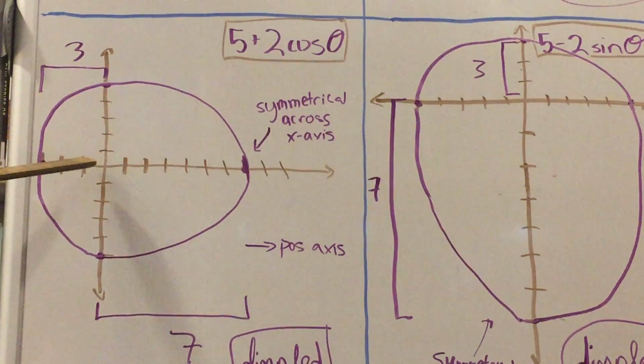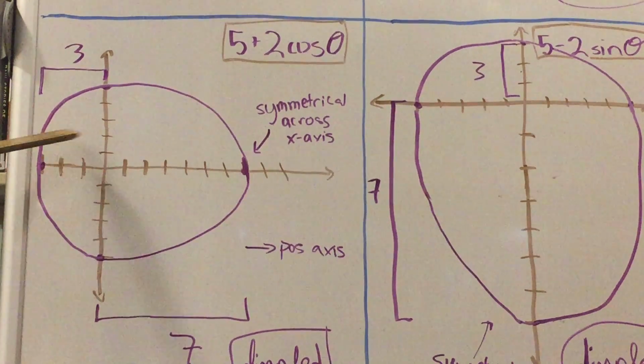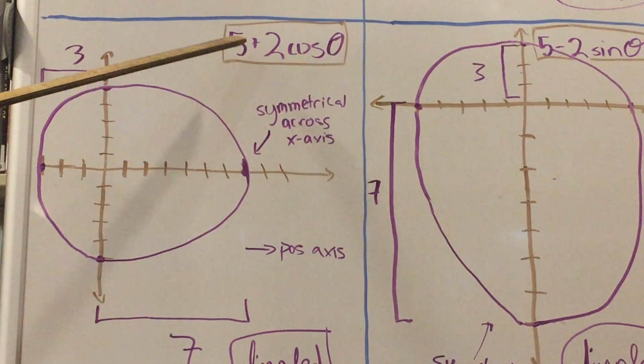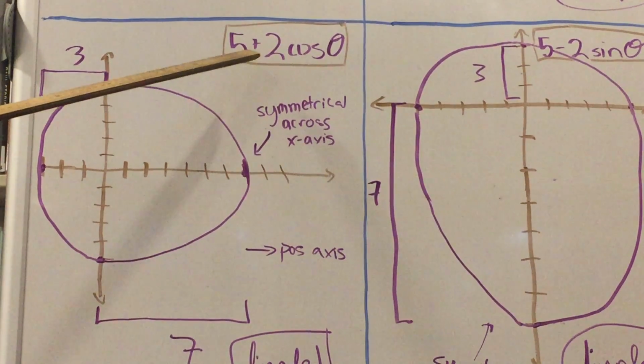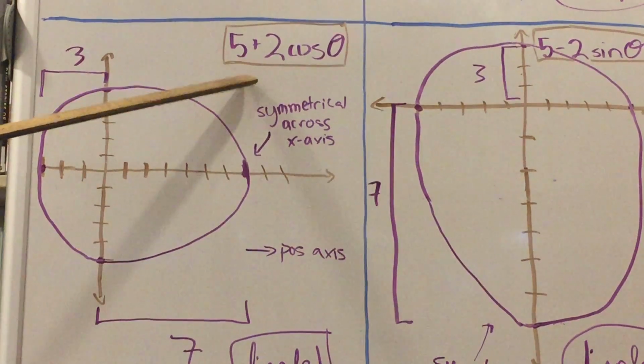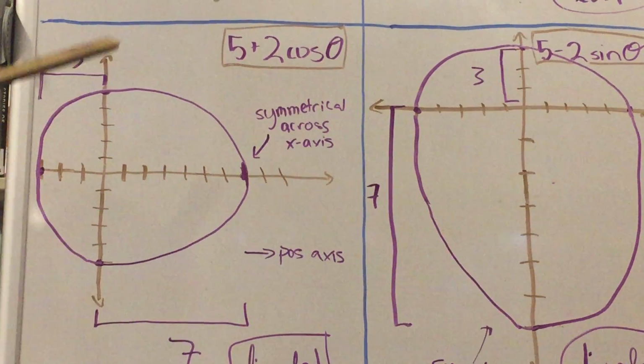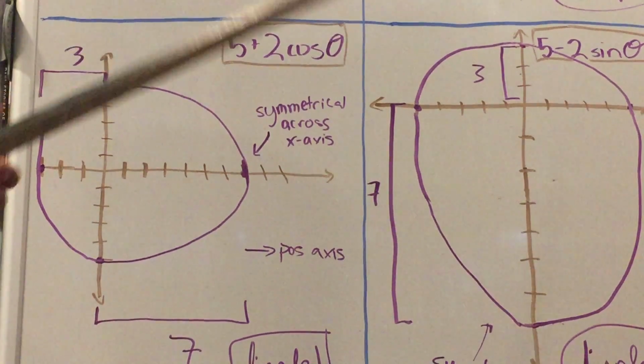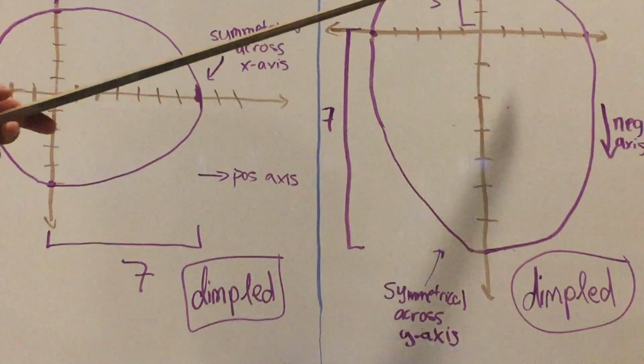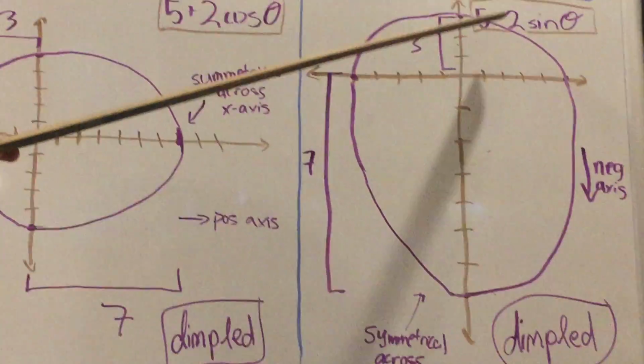And this back part is the dimple. We know the length of the dimple is the difference between a and b, which in this case, 5 and 2, is 3. So the length of the dimple is 3. And for the last dimpled limaçon, the difference is that there's a sine function and a minus in the middle.